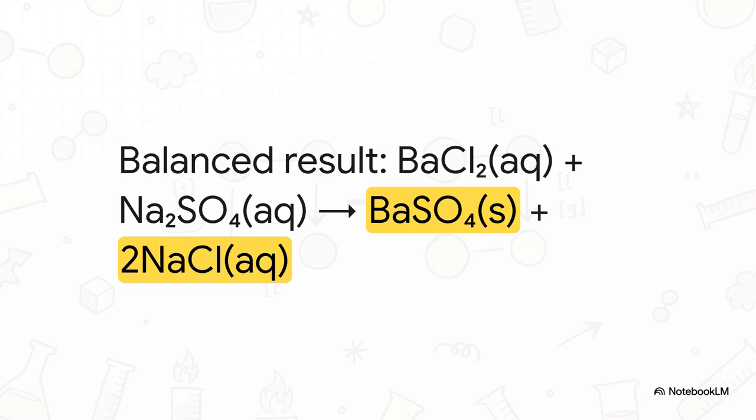We can't change the small numbers at the bottom because that actually changes the substance itself, but we can add large numbers to the front. By simply putting a big 2 right in front of the sodium chloride on the right side, we solve the whole puzzle. That 2 multiplies everything behind it. Now we have 2 sodiums and 2 chlorines on the right side, matching the left side perfectly. The equation is beautifully balanced.